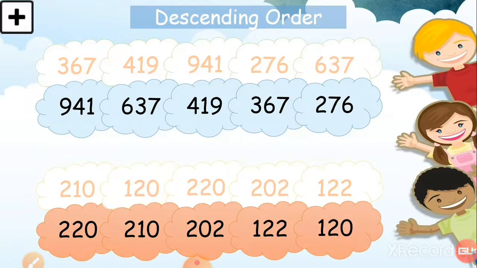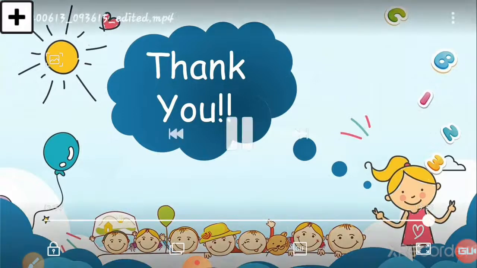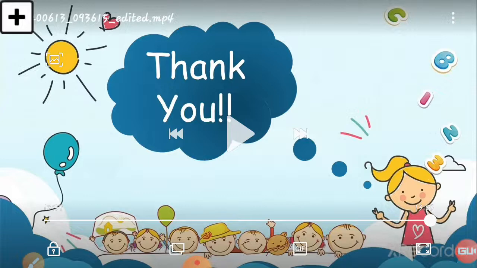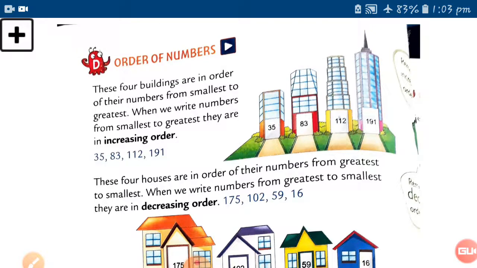See this, greatest value to smallest. First you have to take the greatest value and go to the smaller value. This is very easy for you to understand. Now I hope your concept is clear about ordering of numbers, descending and ascending. This is very easy. Now let's go to our book.